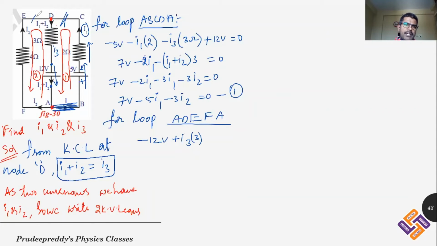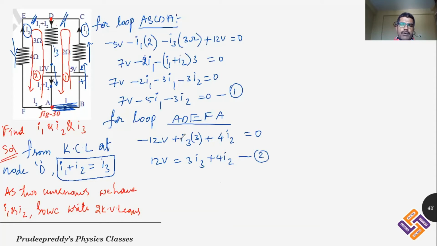Again from D to E, there is no resistor or any component. Again from E to F, you are going in opposite direction to current I2. So it is plus 4, the resistor value, into current I2 is equal to 0. This gives you 12 volt is equal to 3 I3 plus 4 I2. Take this as equation number 2.